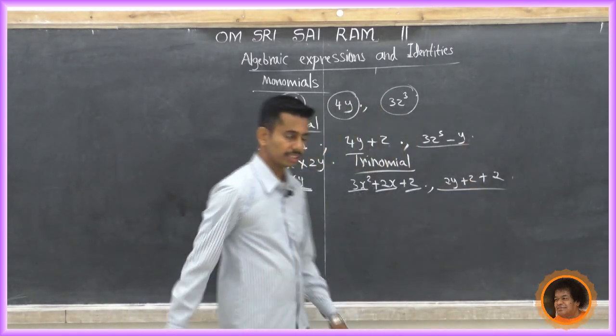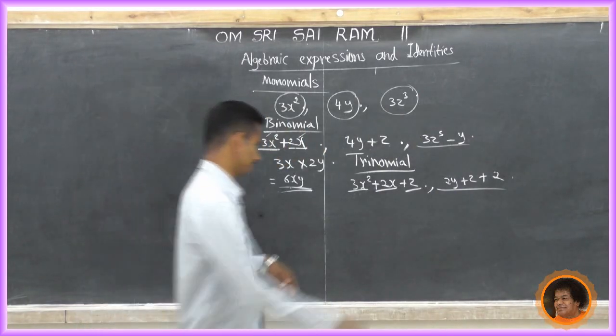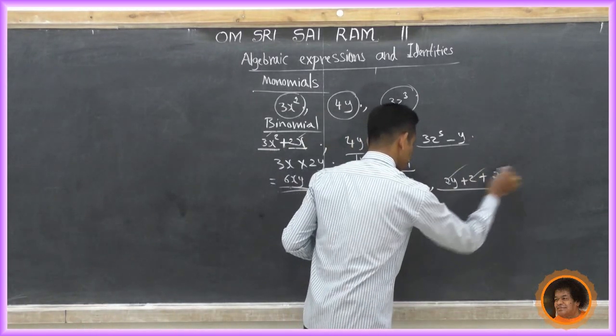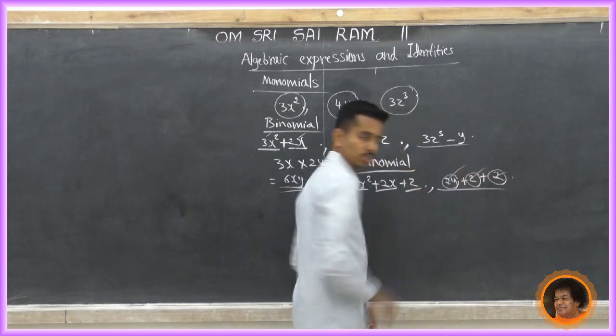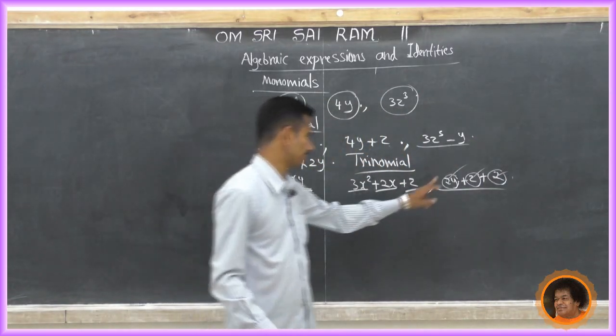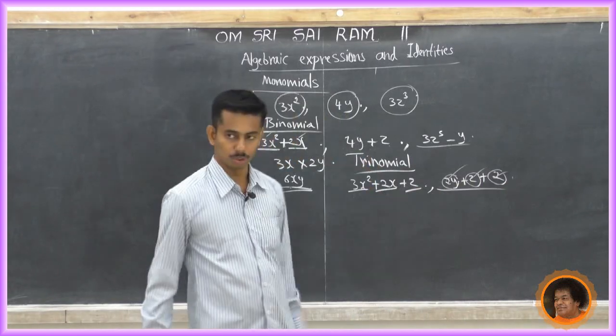Is this an example of a trinomial? Yes, because in 2y, z, 2, how many terms? 1, 2, 3. So 3 terms. An expression which contains 3 terms is therefore a trinomial.